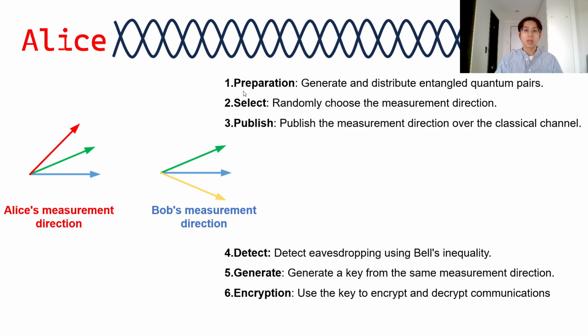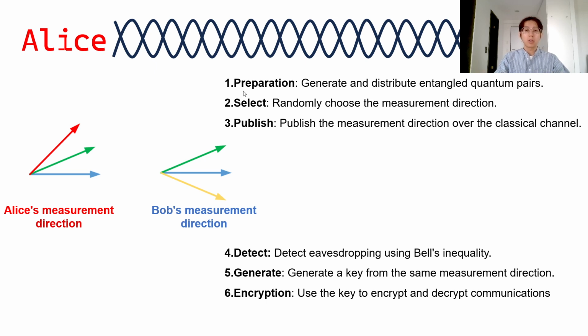Suppose Alice wants to exchange an encryption key with Bob. In the first step, Alice will randomly choose a sequence, just a bit stream, to determine how many bits are in this sequence and how many entangled quantum pairs are needed. So the second step is select.